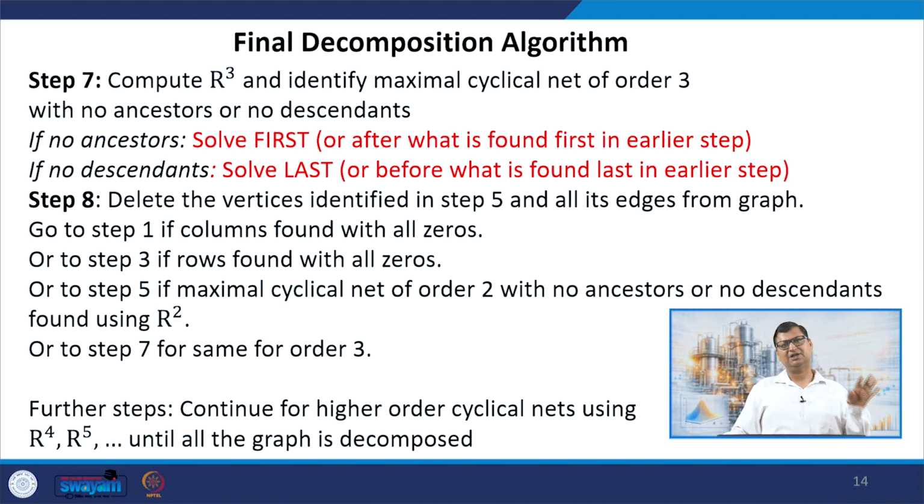In the particular example that I have taken, we only had cyclical nets of order 2 and 3, but you may expect that in an actual flow sheet you may have even higher order cyclical nets, but the same idea is going to apply. Let us say for an order 4 cyclical net, I will compute R to the power 4 and look for diagonals containing all ones. For order 5 cyclical net, I will look at R to the power 5 and again look at the diagonals containing ones. And accordingly, we can keep on doing until we have completely decomposed the graph, and then we have the priority order of solving equations.